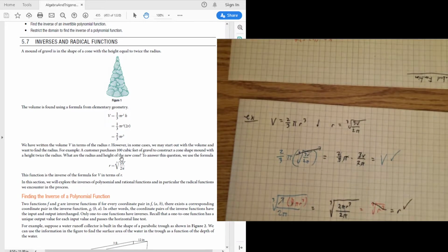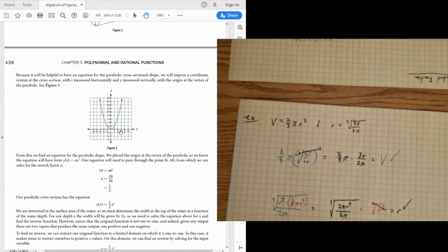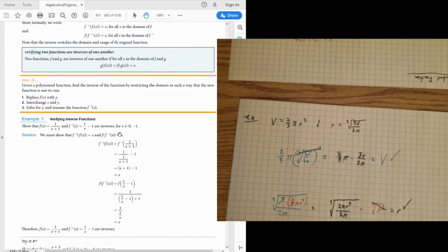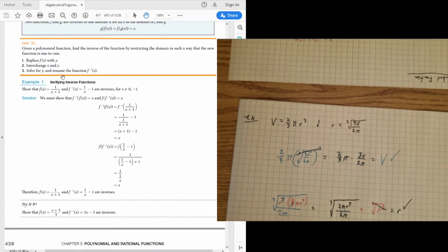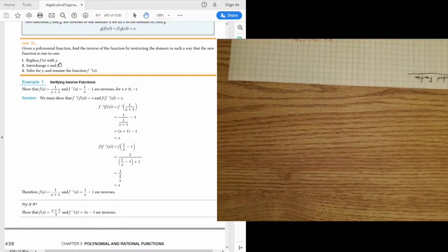Okay, so now we know what an inverse is. So the next question becomes, well, how do you find an inverse? Well, here's the how-to. Let's do it. How do we determine what an inverse function is? It says replace f of x with y, interchange x and y, and then solve for y. I think that's a little wordy.